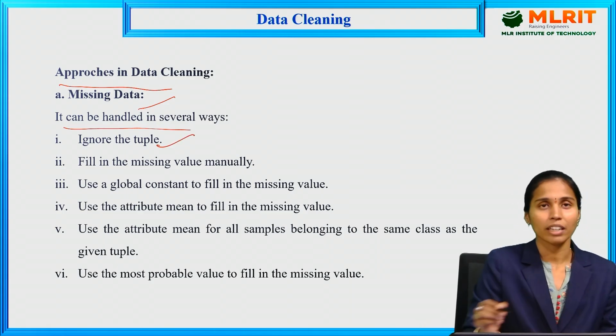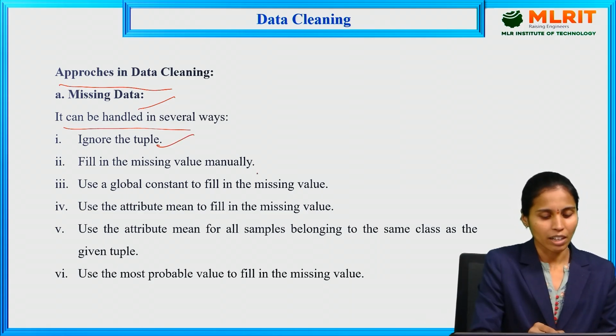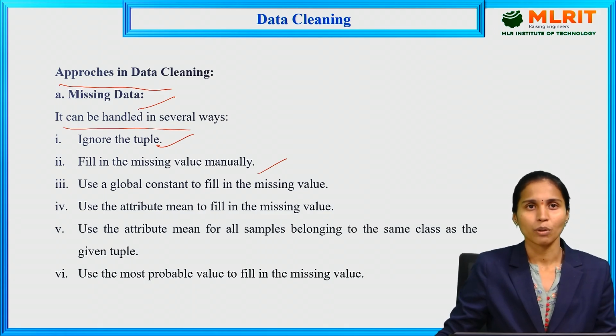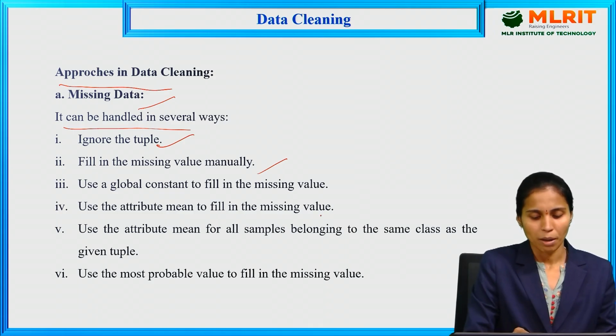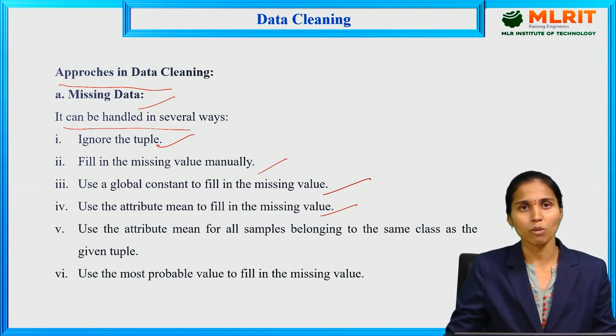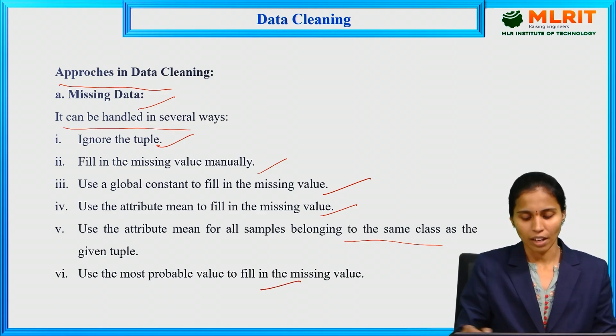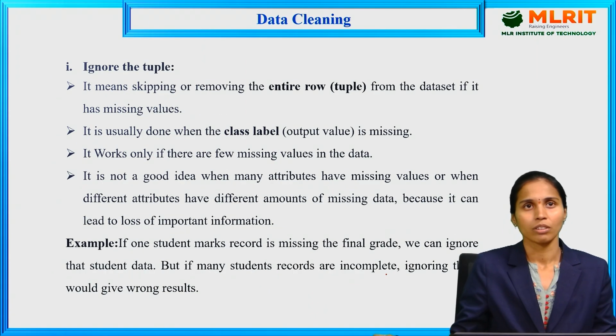First step is ignoring the tuple. Second one is fill in the missing value manually. Third one is use a global constant to fill in the missing value. Fourth, use the attribute mean to fill in the missing value. Fifth, use the attribute mean for all samples belonging to the same class as a given tuple. Last one is use the most probable value to fill in the missing value. So first one is ignore the tuple.